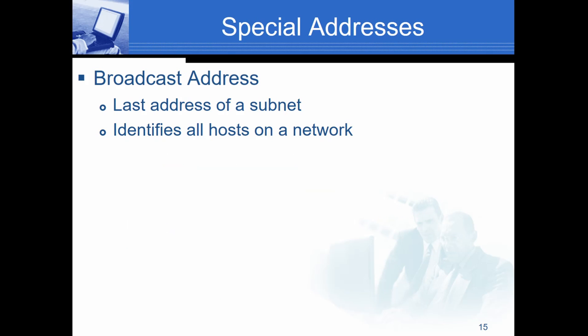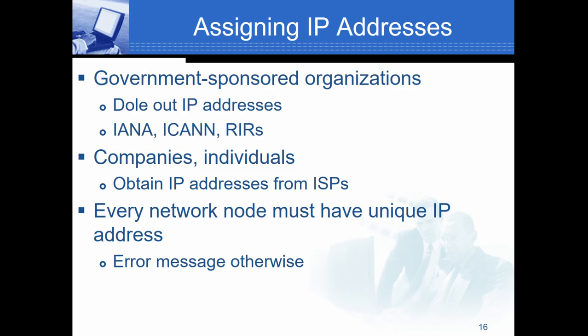The broadcast address is the last address, and it identifies all hosts on the network. So if you need to do something, you'll send it to every single network host. Assigning IP addresses is all done from IANA, ICANN, and the RIRs. Those are the regional registries.